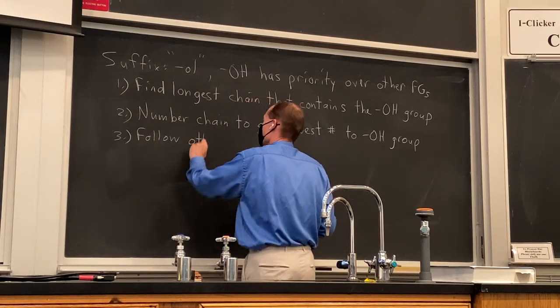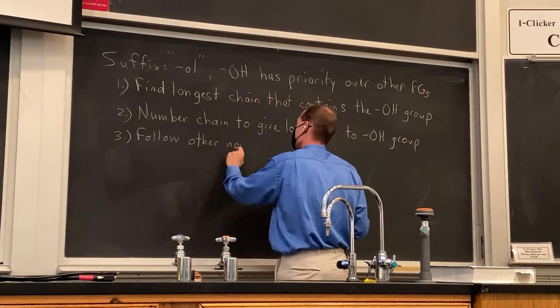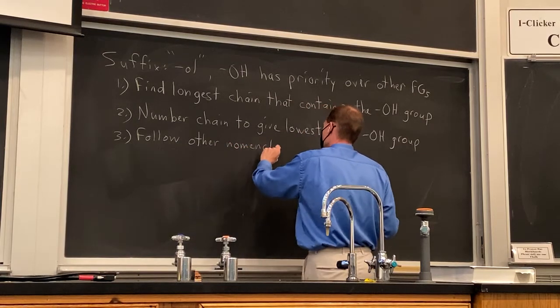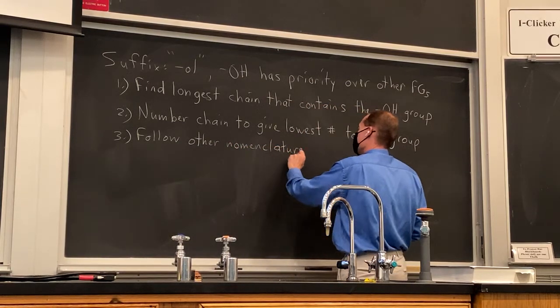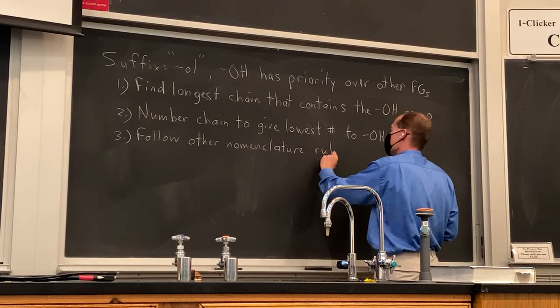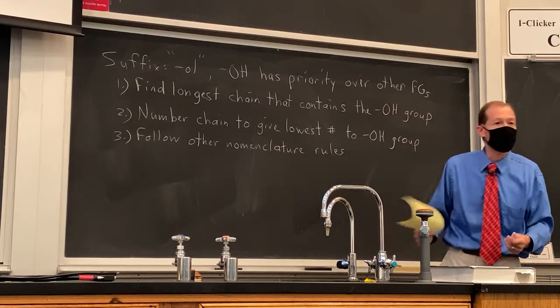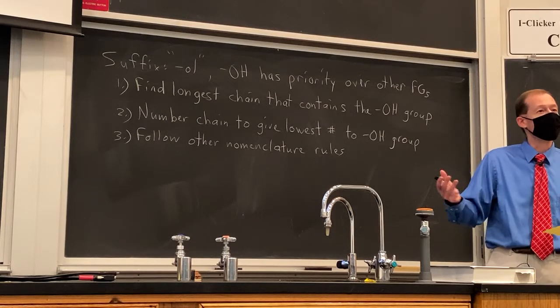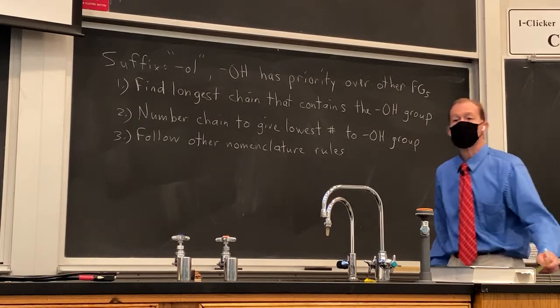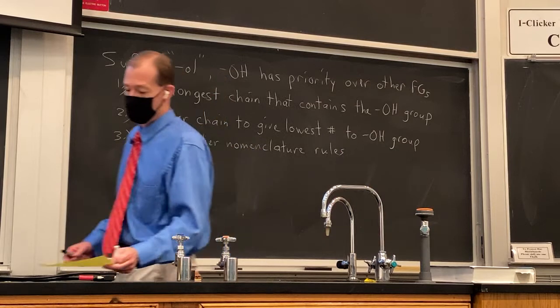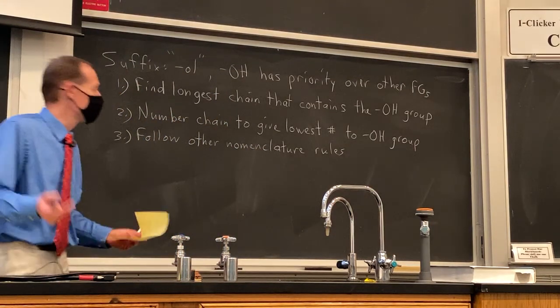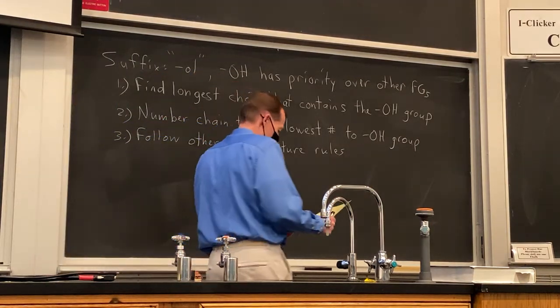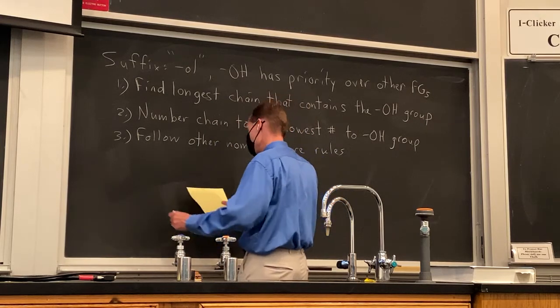We're going to follow other nomenclature rules, basically meaning that when we have substituents other than the OH group, we would name and number and order those substituents in the same way as we learned previously. So let's look at a couple of examples. That's the best way to learn this system.